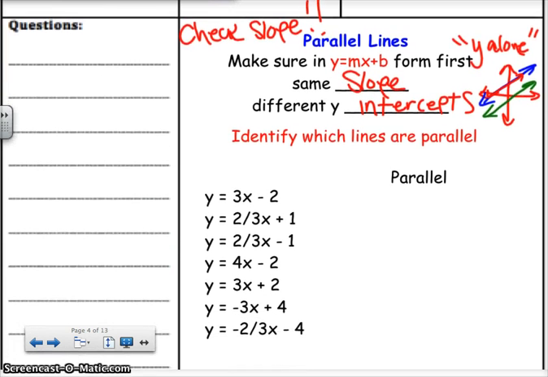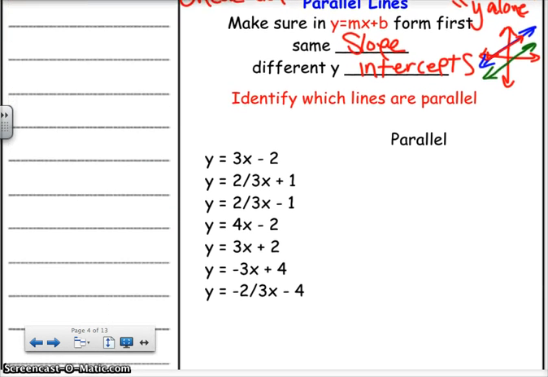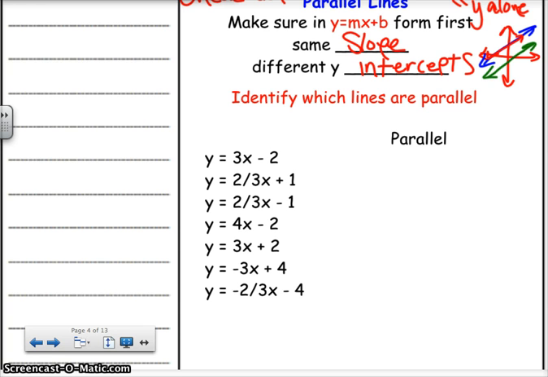We're going to identify which lines are parallel. Okay? So here I'm looking, I have a slope of 3. So to be parallel to this line, I must find another line that has a slope of 3. Do you see another line that has a slope of 3?